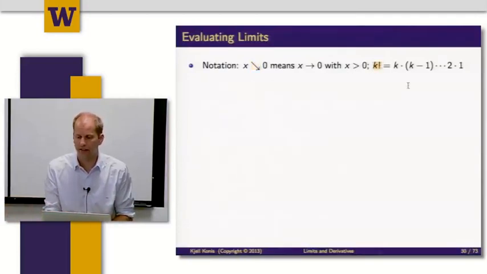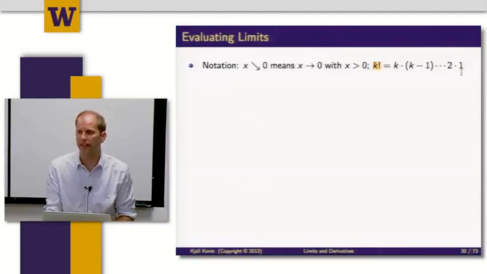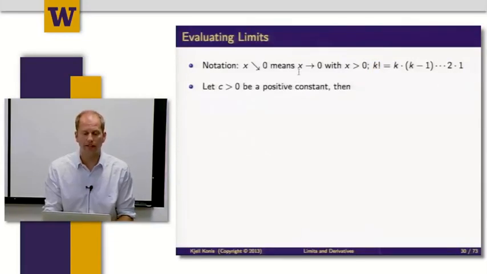And then also, just in case you've never seen this notation before, the k followed by an exclamation point is read k factorial. It's defined for positive integer values of k. It means k times k minus 1 times k minus 2, and so on, times 2 times 1. And then 1 factorial and 0 factorial are both equal to 1. And then again, we'll let c be a positive constant.